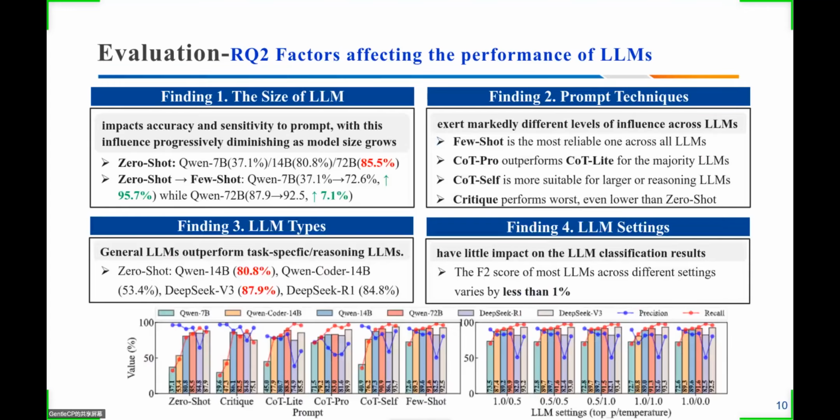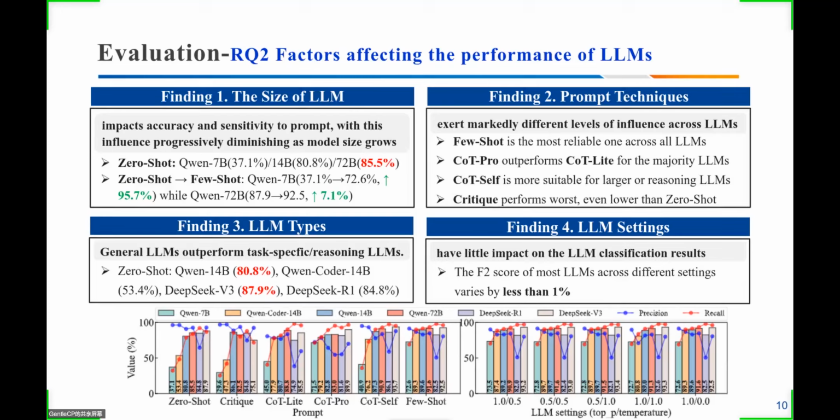We identified 4 key findings when evaluating the impact of different prompting techniques on LLMs. Model size: the first finding is model size significantly affects the accuracy and sensitivity to prompts, but the effect diminishes as the model grows. Prompting techniques have varying impacts.